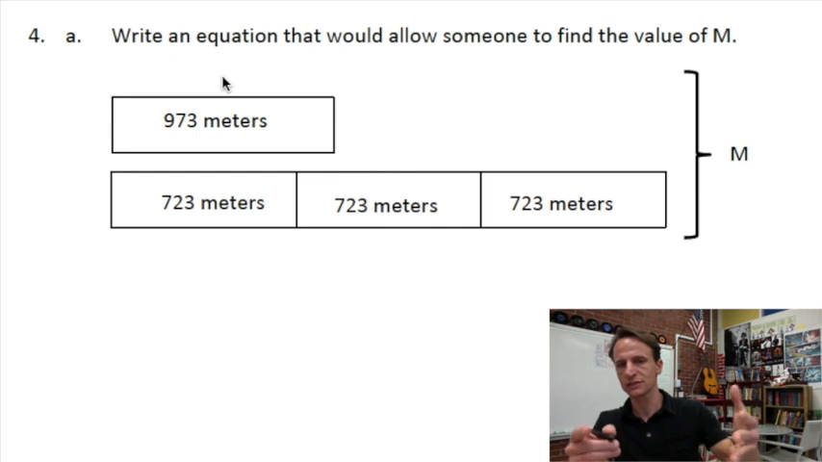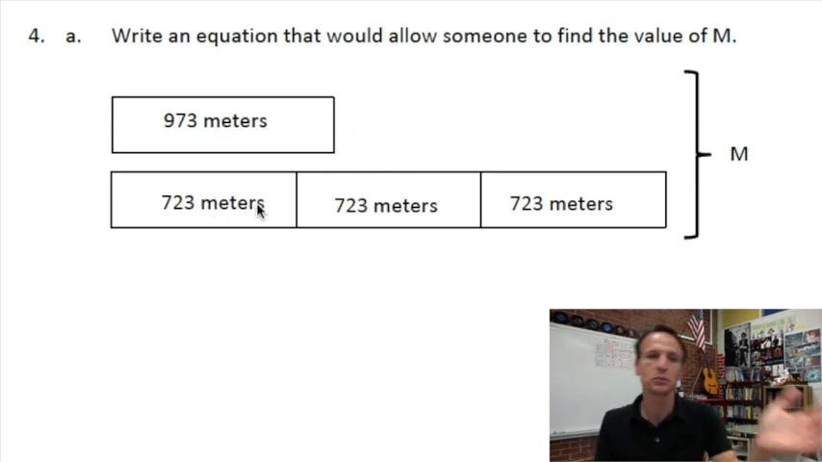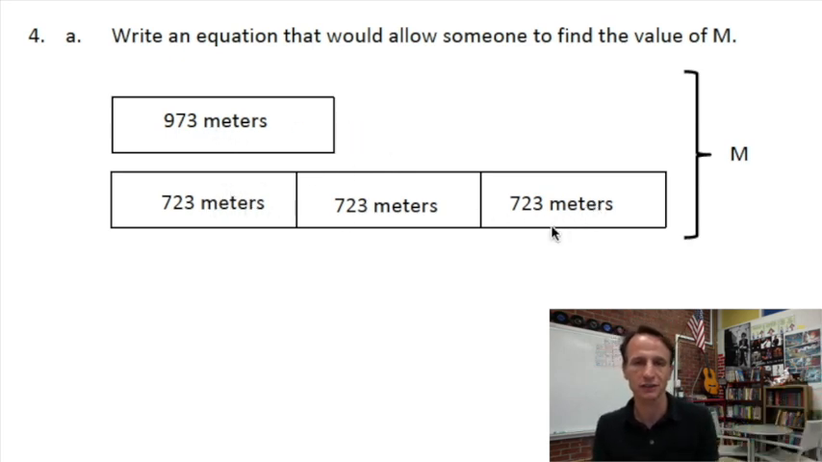They're giving us, as you see this tape diagram, write an equation that would allow someone to find the value of M. And so we could see from the bracket here that M is this tape plus this tape together. So it's the 2 of them. All right, so we know that we're going to be adding those.